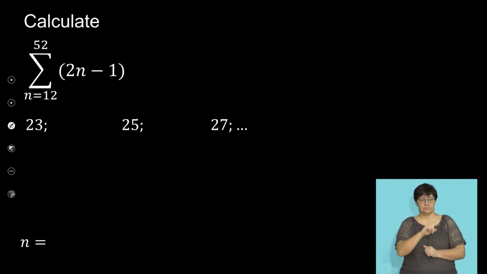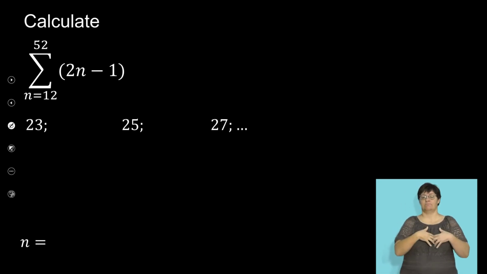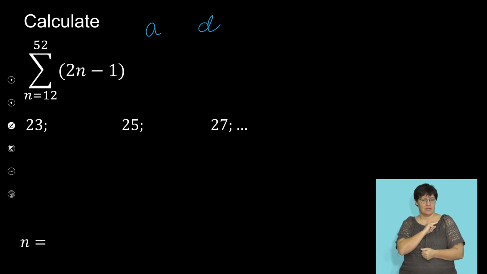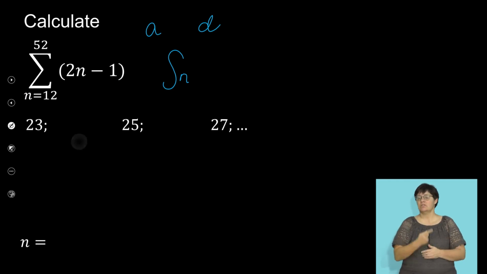Because I now have the first three terms of this particular sum, I can actually establish my A and my D. That's going to be helpful because I want to substitute into my arithmetic series formula. I can see that A is 23.